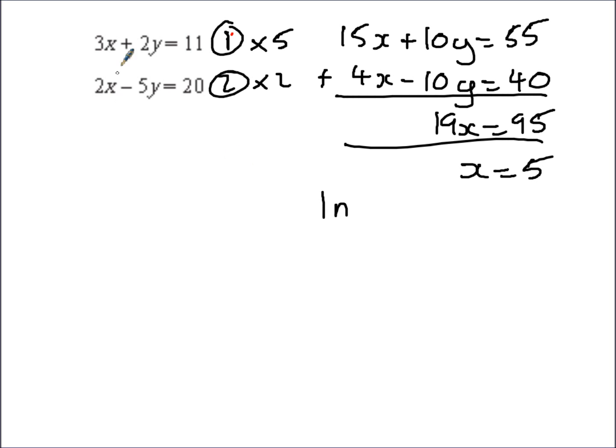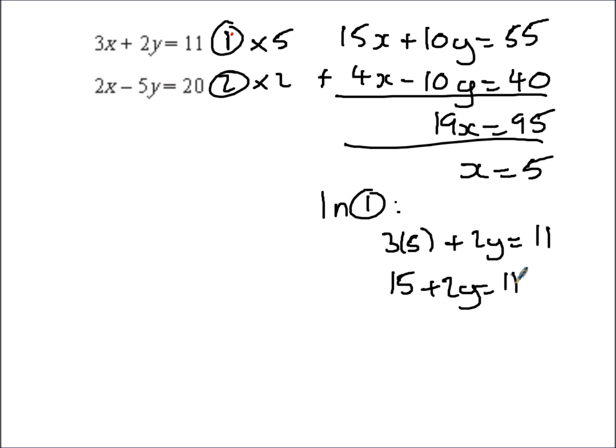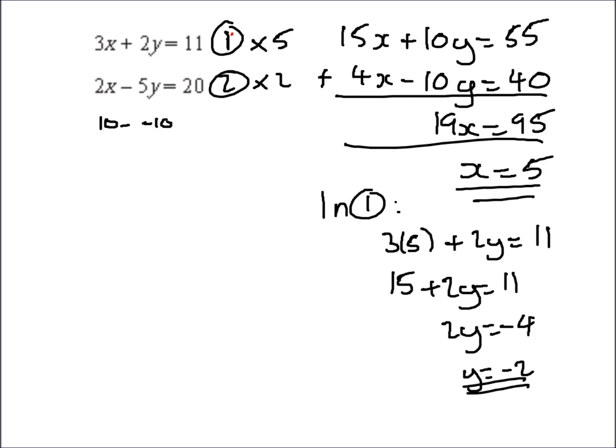I then put that in one of these equations, so I'm going to put it in the top one, equation 1. That gives me 3 lots of 5 plus 2y equals 11. 3 times 5 is 15, plus 2y equals 11. Take your 15 off, so 2y is minus 4. Y, divided by 2, is minus 2. Checking this one: 5 lots of 2 is 10, 5 lots of minus 2 is minus 10, but you've also got a minus in there, and a minus is a plus, which gives you the 20. So these are your two answers: x equals 5 and y equals minus 2.